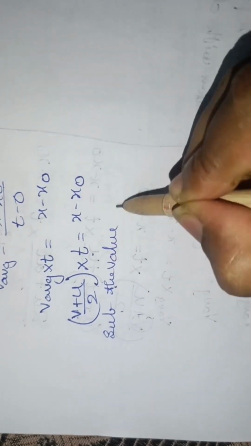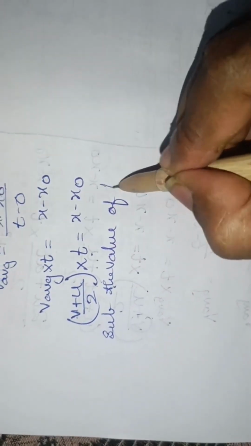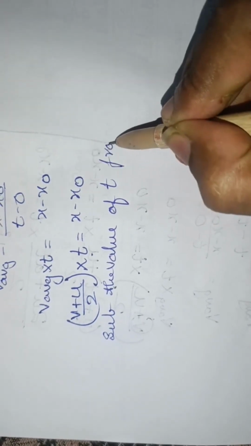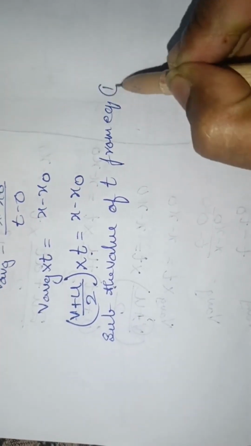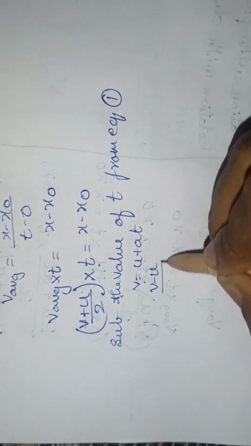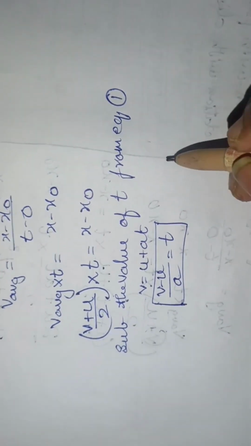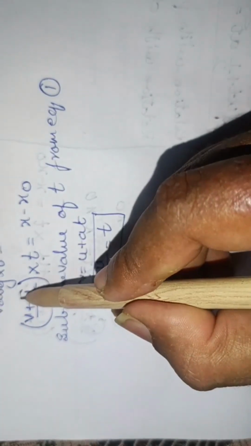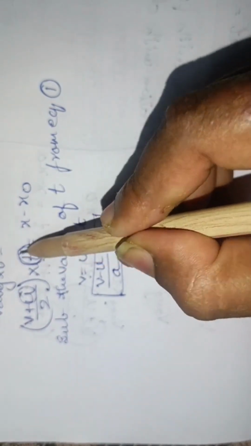Now I will consider substitute the value of time. Substitute the value of time from equation 1. Sir, what is the value of time? V is equals to u plus at. You can write it as v minus u by a is equals to t. I hope you will simplify this equation. I will substitute into that. So substitute this equation into this place. Substitute this equation into the time place.